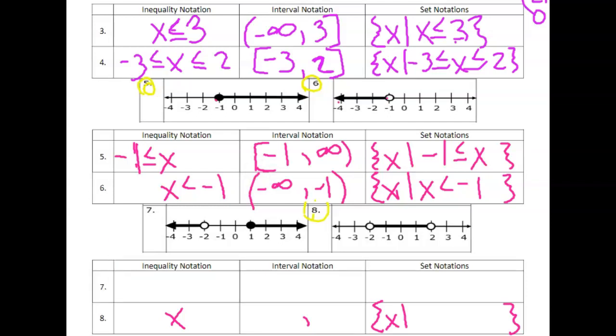And finally, number 8. Number 8 is this one over here. I do have boundaries of -2 and 2. I should be using less than signs because the points are open. And I should be using parentheses because the points are open.